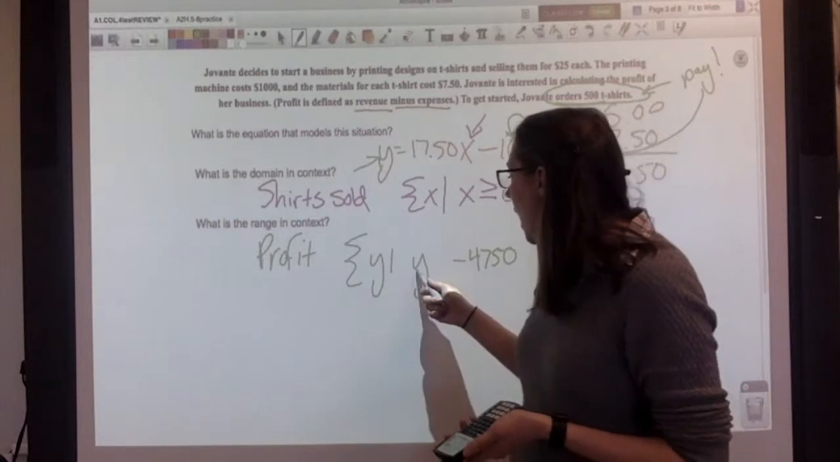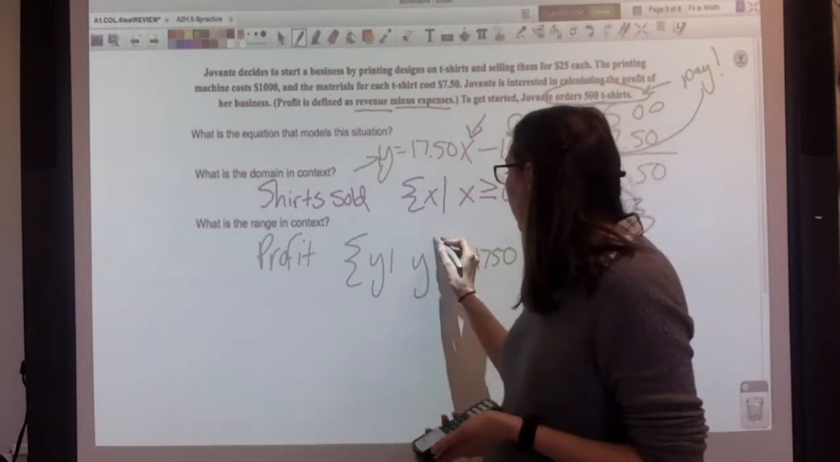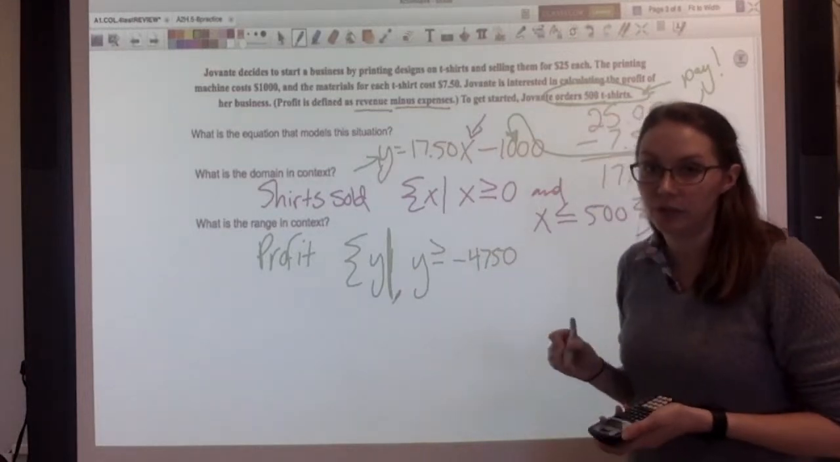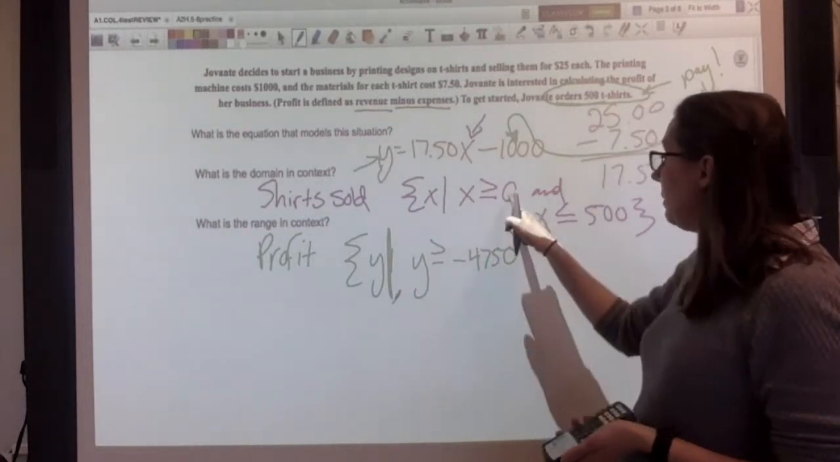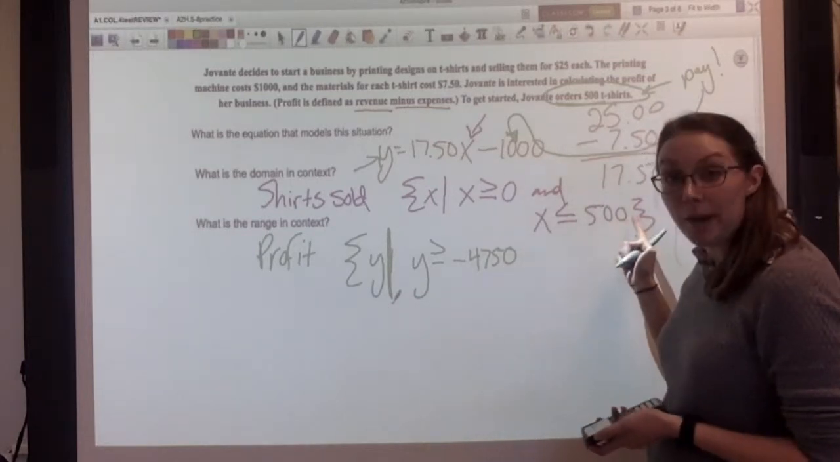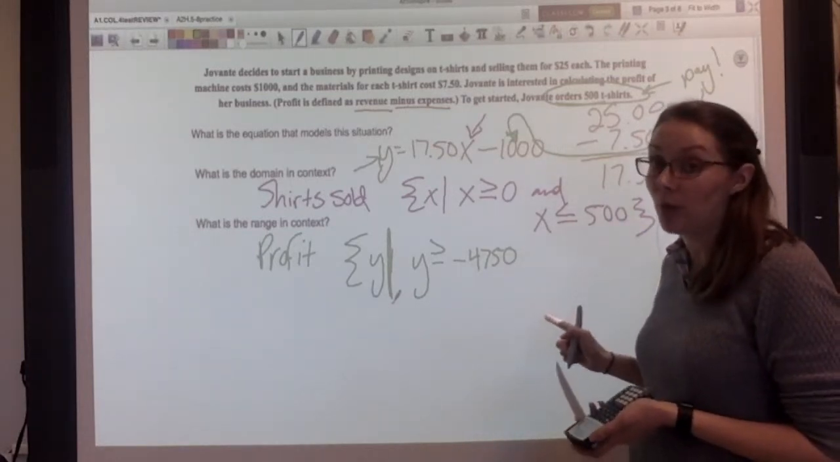Okay? So our y values must be greater than or equal to this. Hopefully she makes some of that money back. Okay, that's pretty expensive. Now, if there's a minimum amount of shirts sold, minimum amount of profit made, there's a maximum amount of shirts sold, maximum amount of profit made.